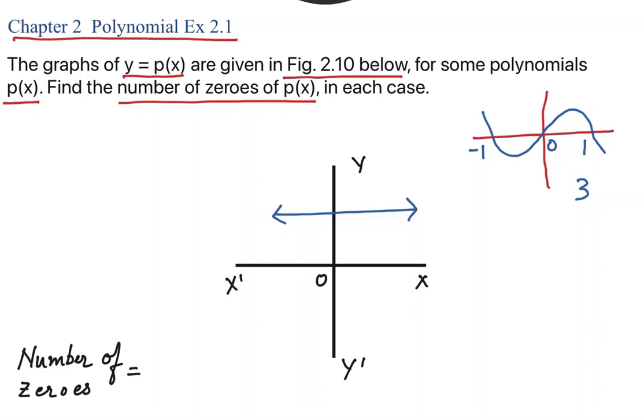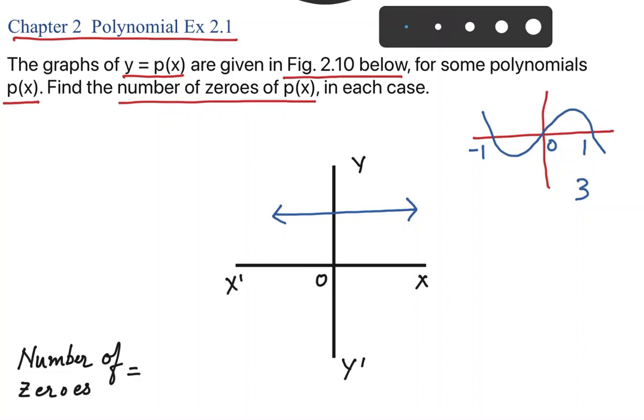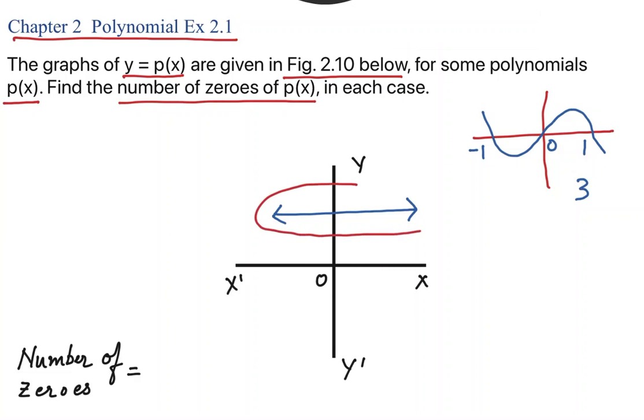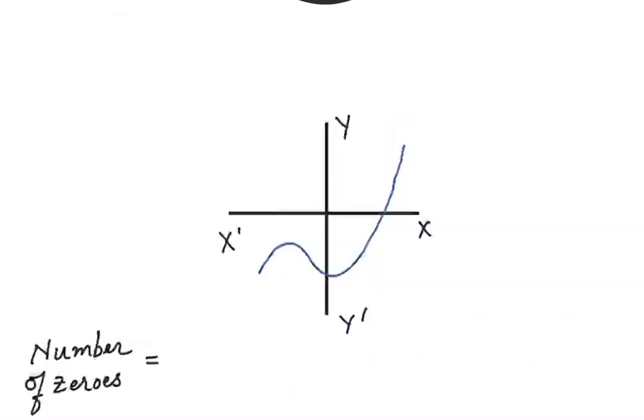Now let's look at this figure here. So here the blue line, which is the graph of the polynomial p(x), is parallel to the x-axis. So it's not going to intersect the x-axis at any point. So the number of zeros of this polynomial would be 0. Let's move on to the next figure.